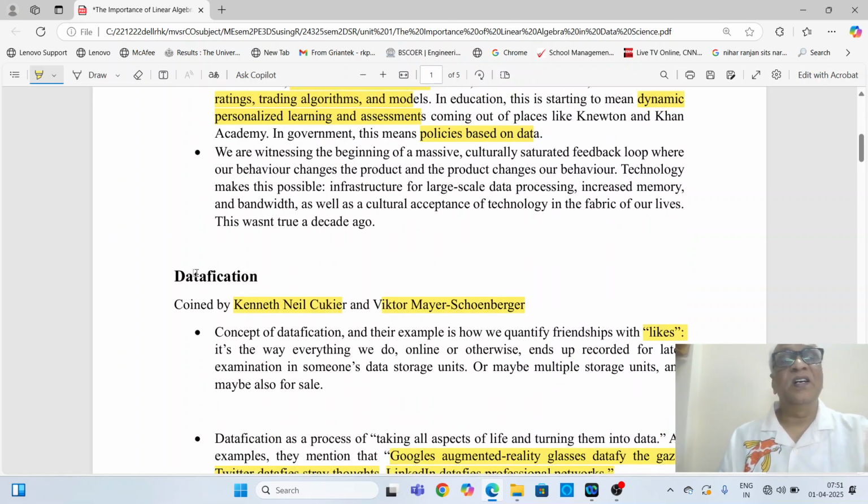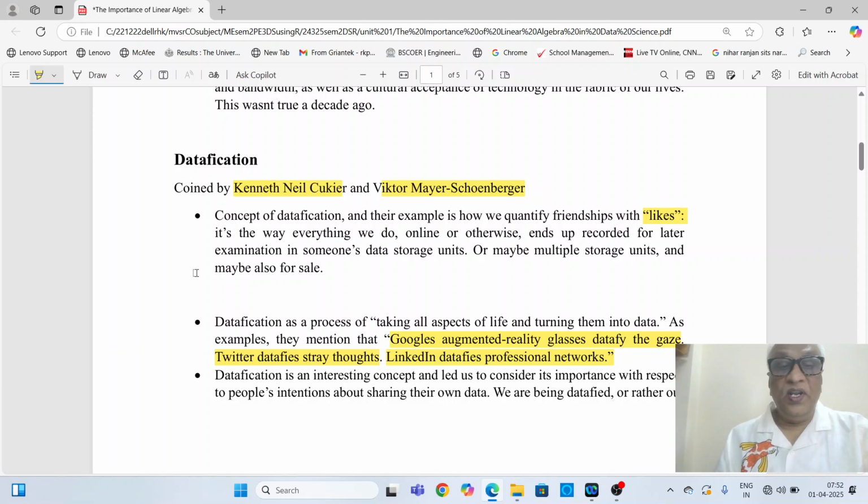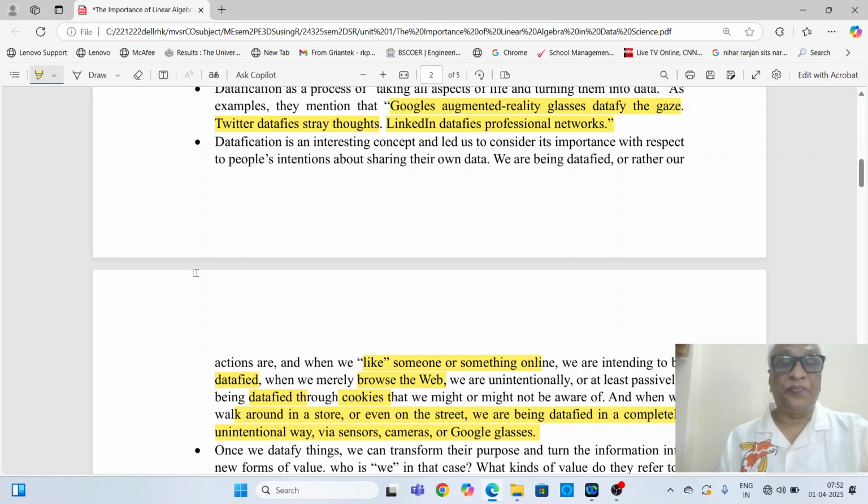And there is a term called datafication, coined by Kenneth Neil Cukier and Viktor Mayer-Schönberger. What's the meaning of datafication? It means that every activity, every task we perform is being datafied. For example, if I give a like on social media, that's datafied. If I share my thoughts on Twitter, that's datafied. If I grow my professional network on LinkedIn, that's datafied. If I'm using Google augmented reality glasses, that will be datafying the gaze.